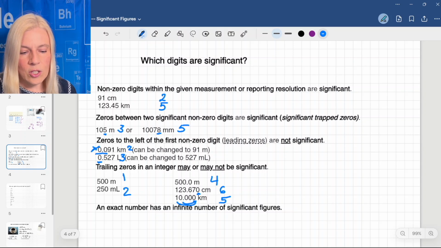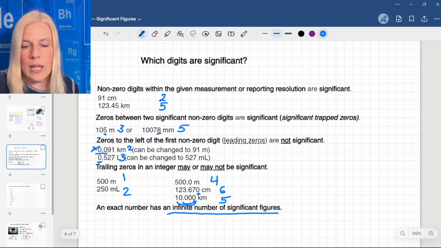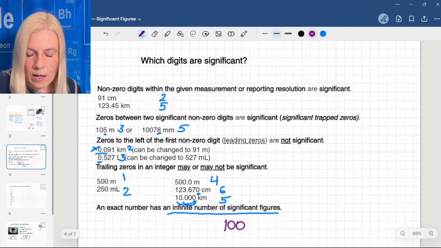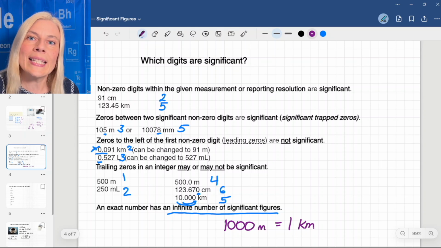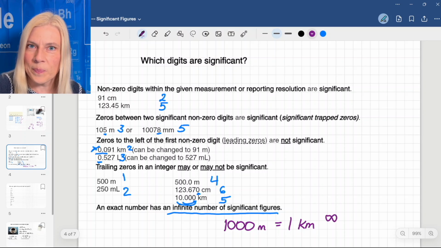And so an exact number has an infinite number of sig figs. And also that means a definition. So saying 1,000 meters equals 1 kilometer. Well, that's a definition. There is exactly 1,000 meters in a kilometer. That's an infinite number of sig figs.